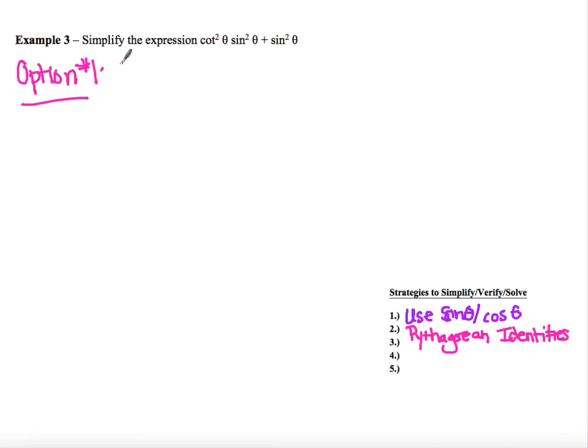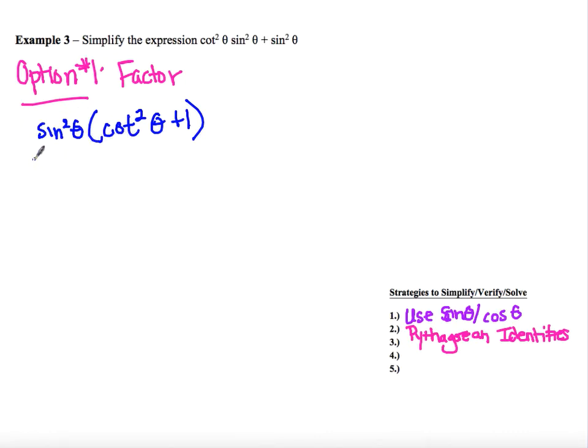I might choose to do some factoring as my first step. And so if I use factoring as my first step, when I look at this one, I see I have a sine squared in each term. So I'm going to factor out a sine squared. That leaves me with cotangent squared plus 1. Now that I have cotangent squared plus 1, what am I going to do with that?